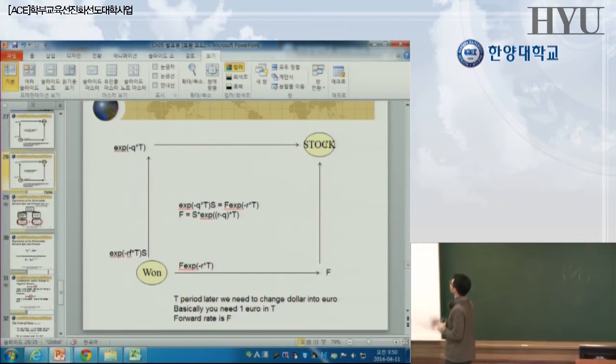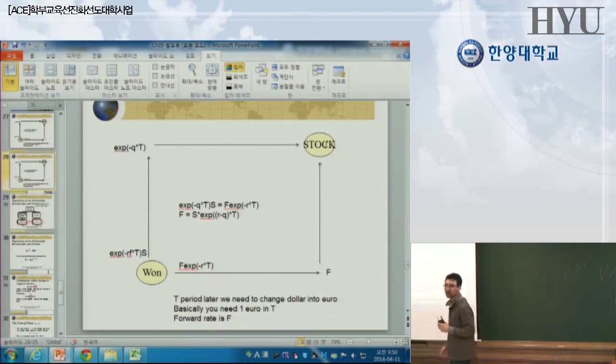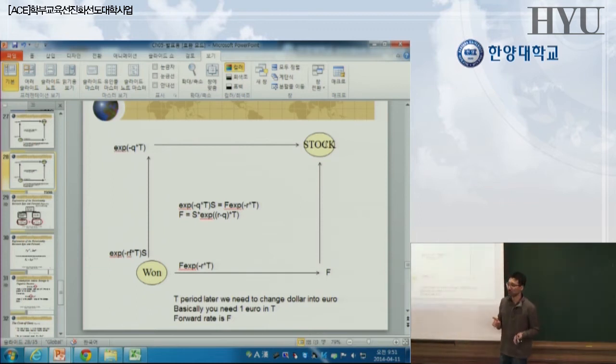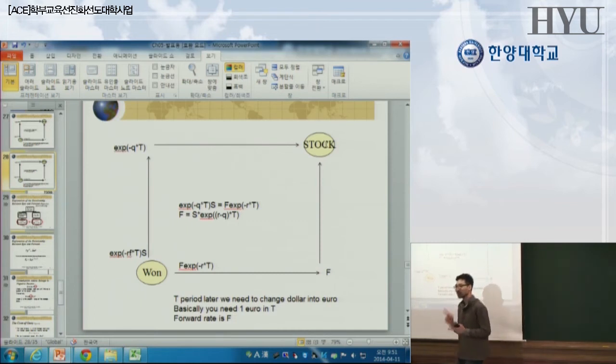So in order to have one stock T times later, again we have two ways. First, we enter into the forward contract and I promise that I will pay X dollars at this period and get one stock. In order to have F at this time, I have to put this amount into the bank. This money becomes F, and as I promised, I use this F to buy the stock. It's one way of getting one stock.